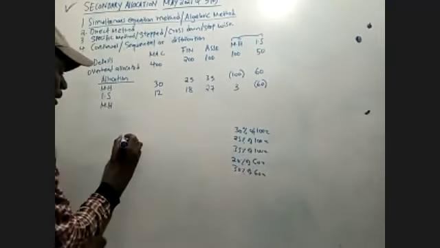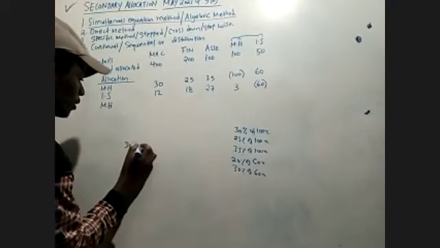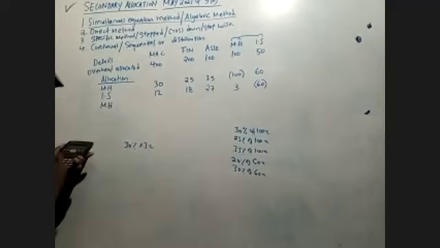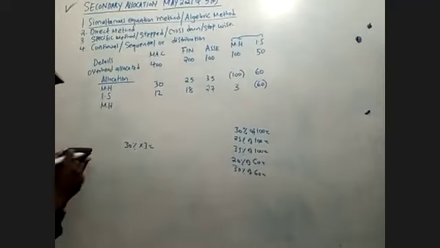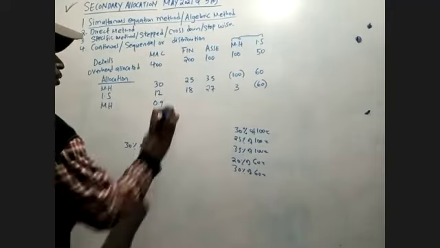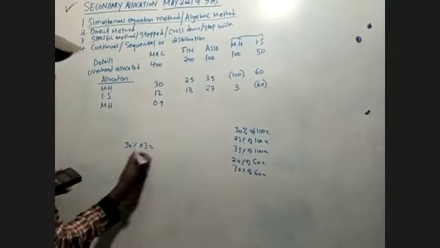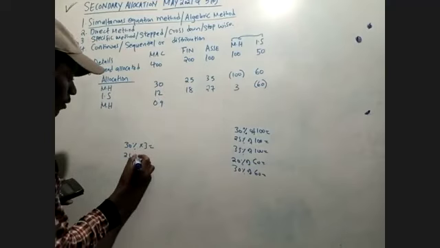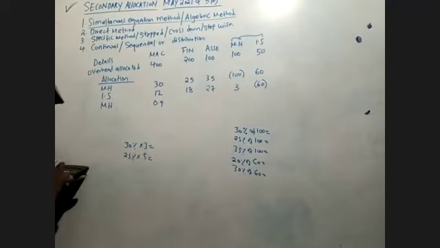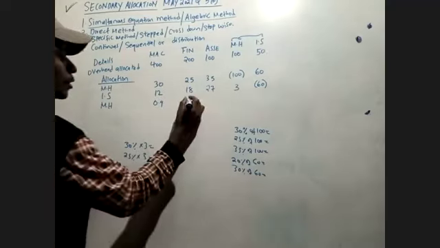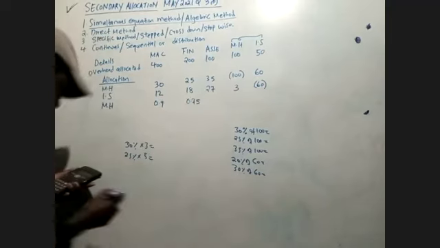So itakuwa ni 30% times 3, ni 0.9. Then 25% times 3 itakuwa ngapi? Itakuwa ni 0.75. Then ya mwisho.